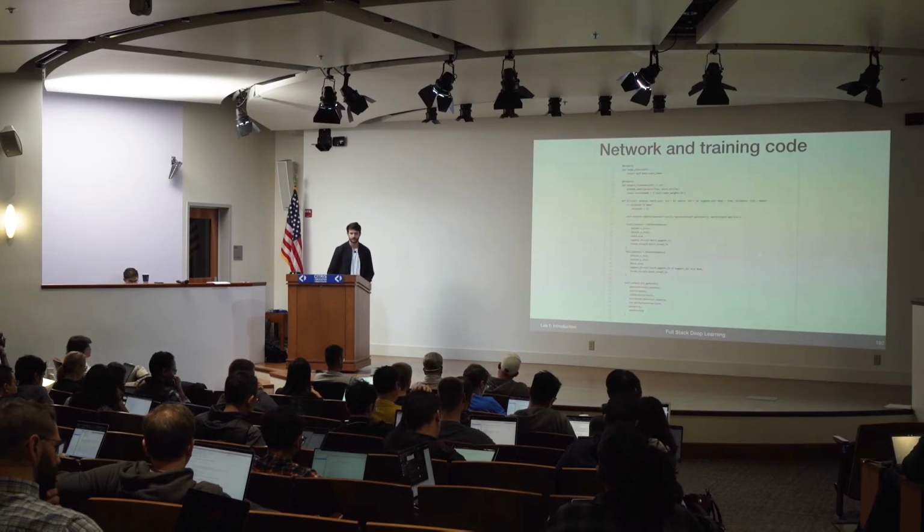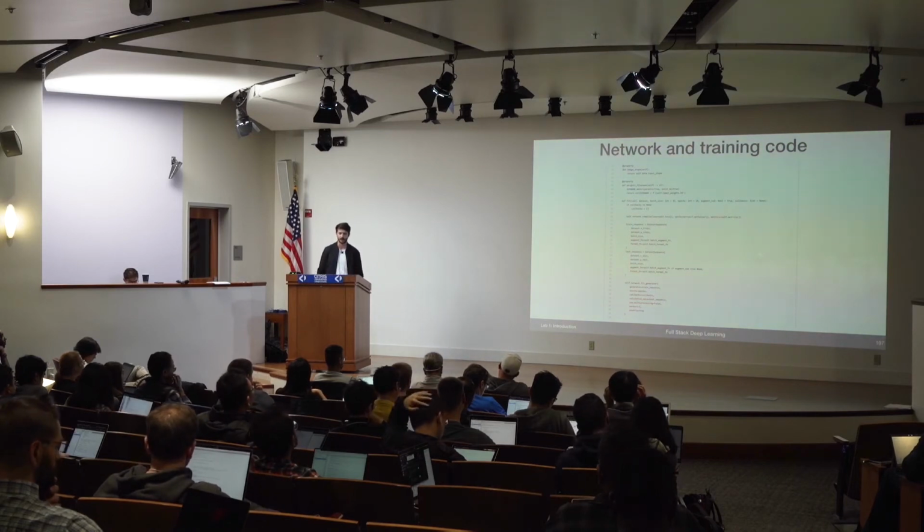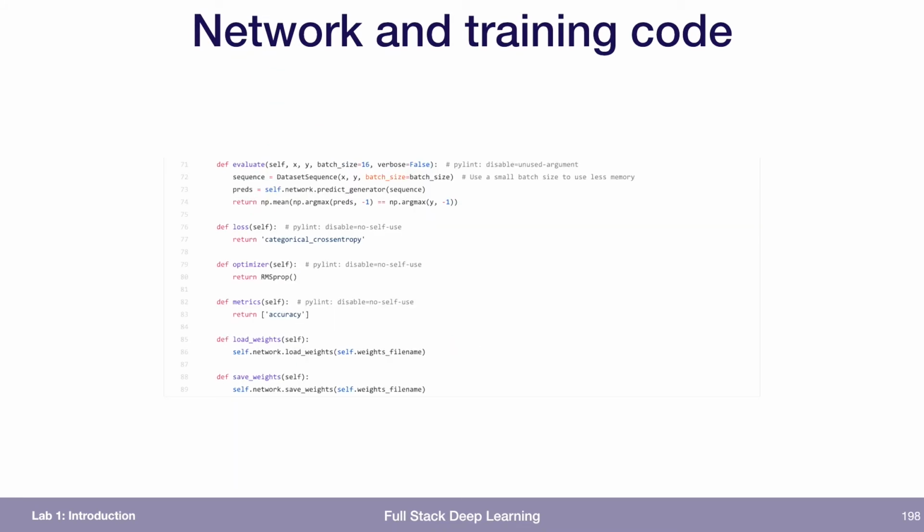Okay, so we have this fit function that we can call. It's basically a lightweight wrapper around calling fit on the underlying Keras model itself. And then we have a few more things, right? So we have an evaluate function, and this allows us to make predictions on an entire data set and then see how well the model does on that data set. And then we have loss functions, optimizers, metrics, and ways of loading and saving weights.